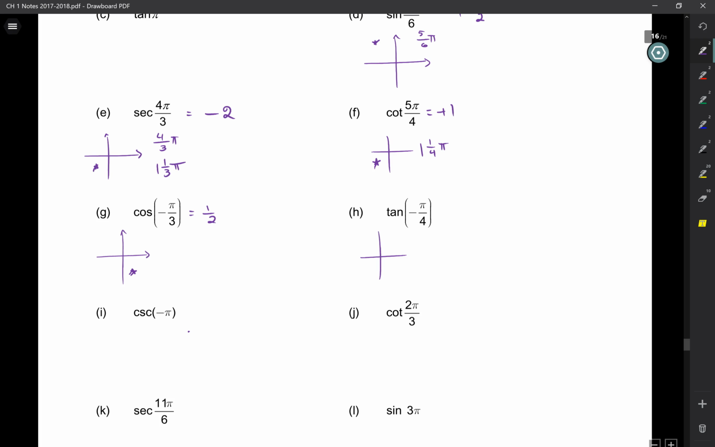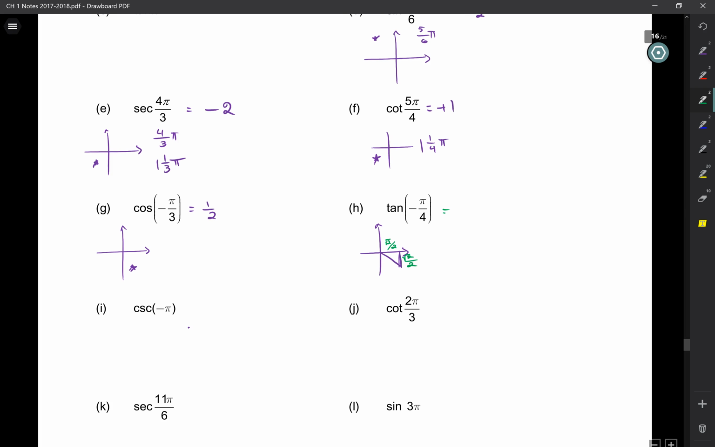Now, negative pi over 4. What quadrant? Okay, now, for negative pi over 4, let me just draw that angle here. This is negative pi over 4. How big are the legs? Right, so root 2 over 2, root 2 over 2. Tangent compares the opposite and the adjacent, so this is negative 1. Yes, sine over cosine.